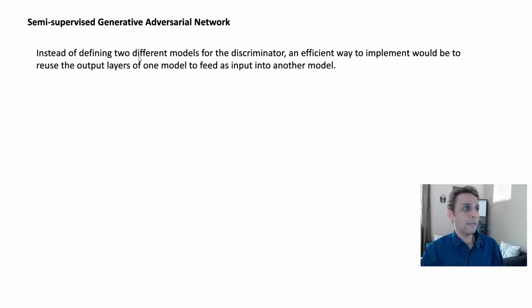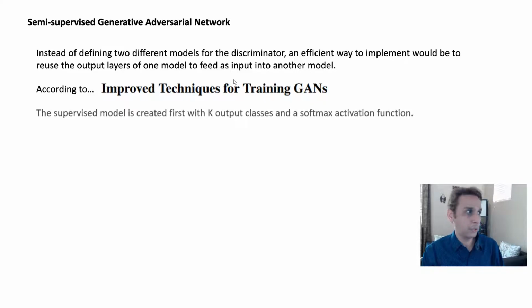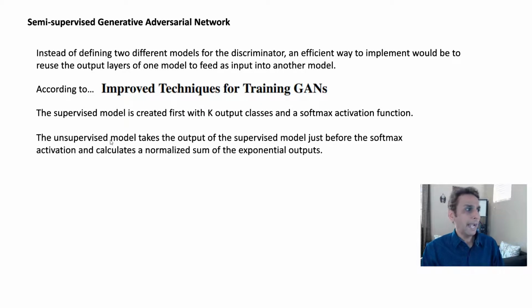So I hope I haven't lost many of you already, but let's look at the summary or the essence of that. Instead of defining 2 different models for the discriminator, a good or efficient way to implement would be to reuse the output layers of the model, like I just mentioned, to feed in as input to another model. According to this paper I just showed you, the supervised model is first created with k output classes, right? And what do we use for that? We use softmax activation. Think of the supervised model as the one that I just showed you for MNIST. A bunch of convolution layers and then just 10 outputs. That's it. And the unsupervised model takes the output of the supervised model, obviously before the softmax activation. We don't want the activation right there.